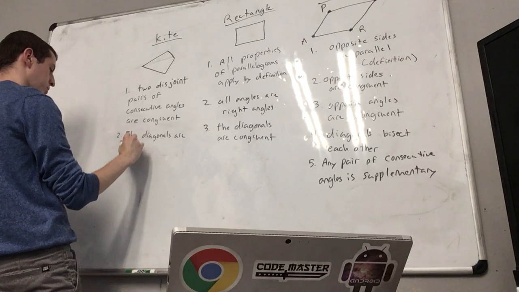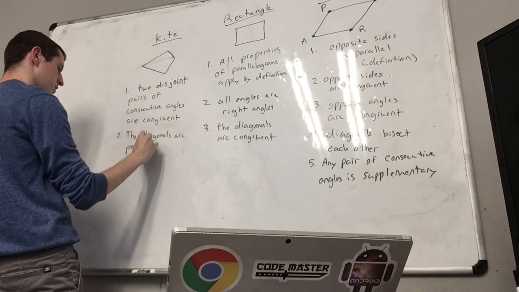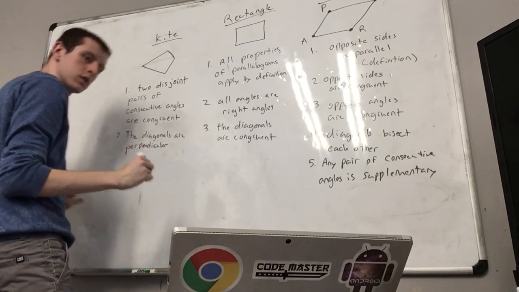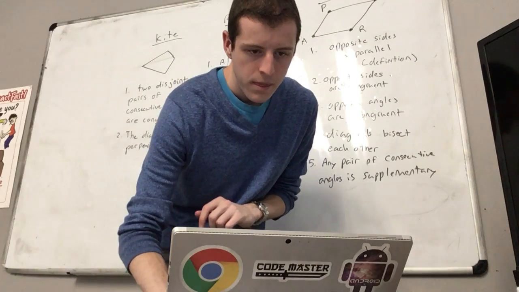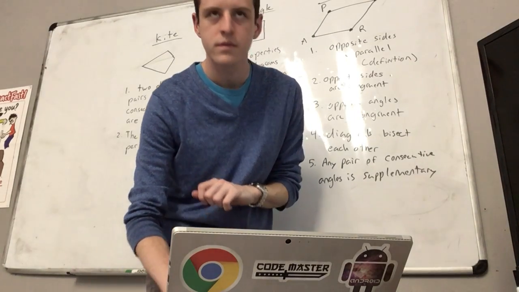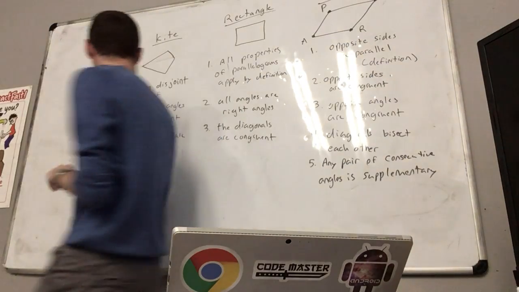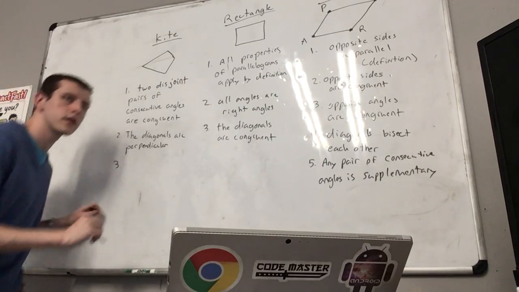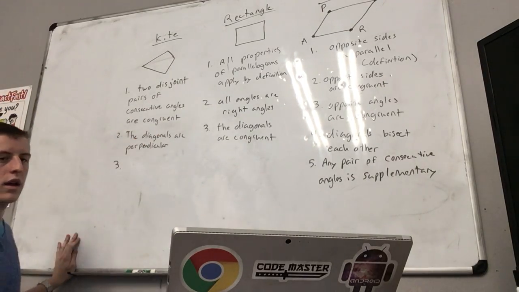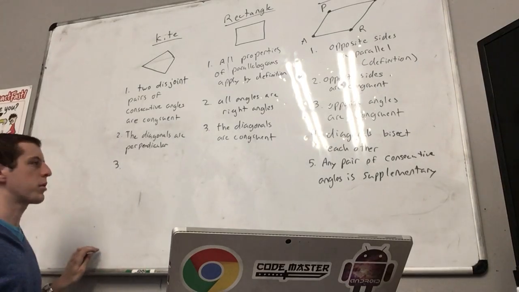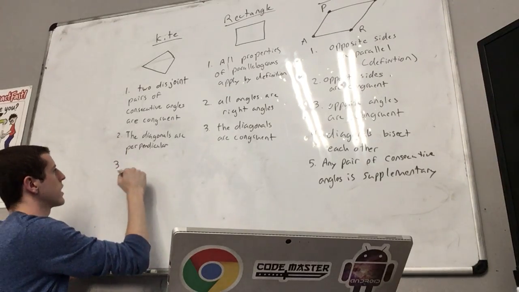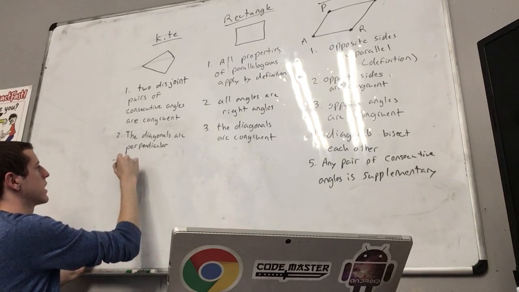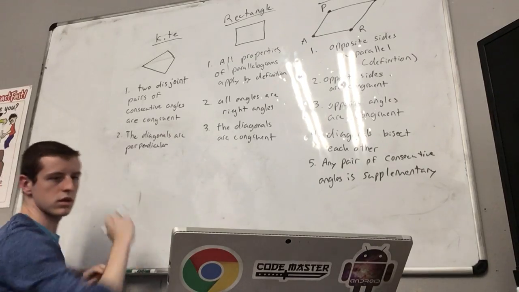The next one is the diagonals are perpendicular. And then here comes that one from rhombus that we're going to be using for kite. The diagonals of our kite are perpendicular bisectors of each other. I guess I could just add that one in the 3.